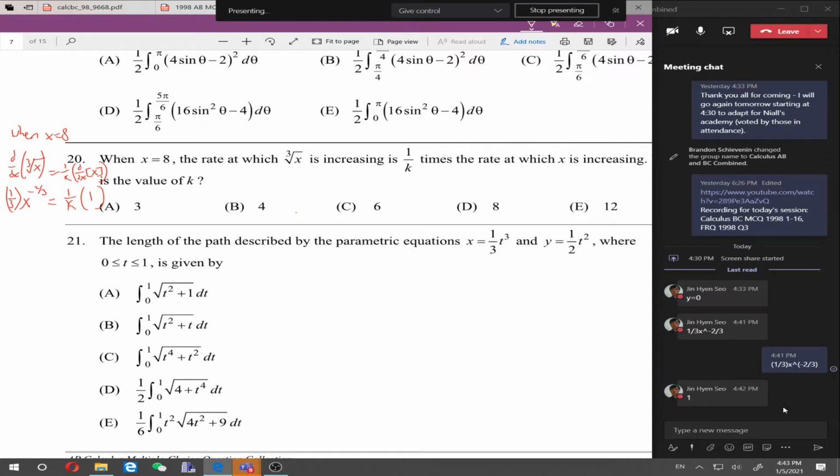So jumping over to, we just had Eric, so Kyle next. Kyle, I'm going to plug in x equals 8. When I do, how should I write this? So this should be 1 over 3 times what? One over 3 times 8 to the power of 2/3 equals 1 over k, okay. So now I need to know what 8 to the power of 2 over 3 is.